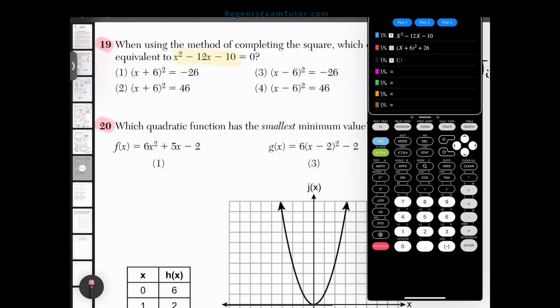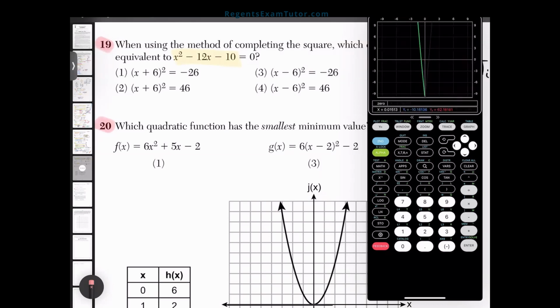Let's keep going. x plus 6 squared minus 46. So that'll be set equal to 0 also. That'll look like a black one on the graph when we graph it. See if that one matches. x minus 6 squared again, plus 26 in this case. And the last one, answer choice 4, is x minus 6 squared minus 46. Let's go ahead and hit graph and see which one of these matches the blue one.